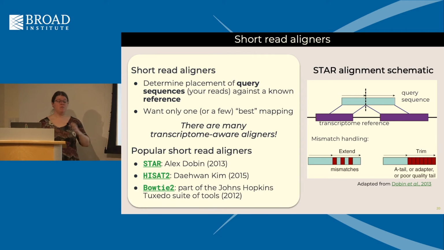But for Illumina, there's a variety of short read aligners that you can work with. These determine the placement of your reads or query sequences against a known reference, which is that genome and transcriptome that you indexed. And you just want a few, or the best, mapping. So basically if you have something that aligns to a lot of different places, and this one's kind of okay quality and this one's really good quality, you want that one. Different aligners handle that in different ways.